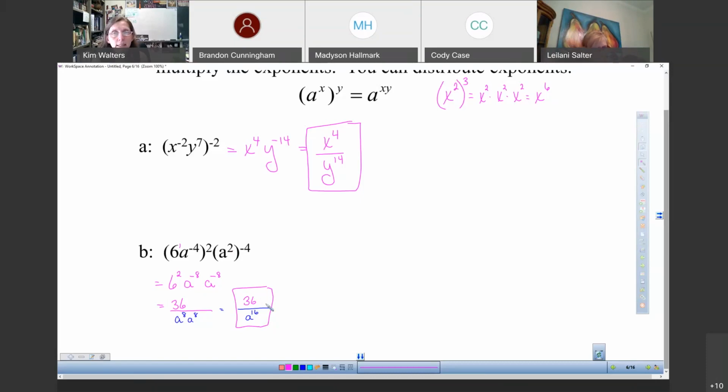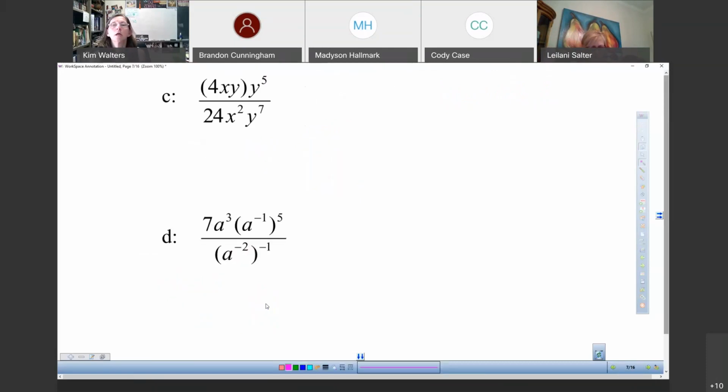Manipulating all of these lovely terms and their exponents. Questions? All right. So we're just taking it one more step, okay? And we do this piece by piece.